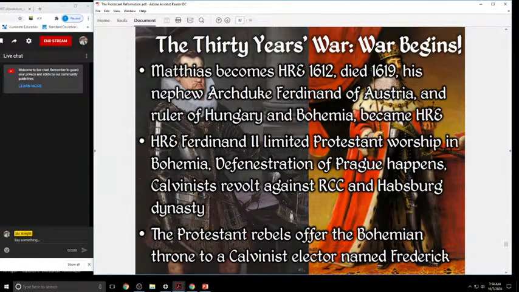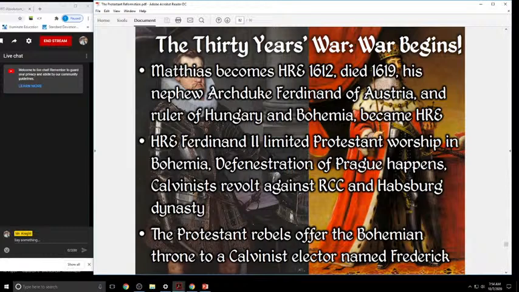He limited Protestant worship in Bohemia. Okay, the defenestration of Prague happens. Calvinists revolt against the Roman Catholic Church and the Habsburg dynasty of the Holy Roman Empire. Okay, these are all Habsburgs that we've been talking about.